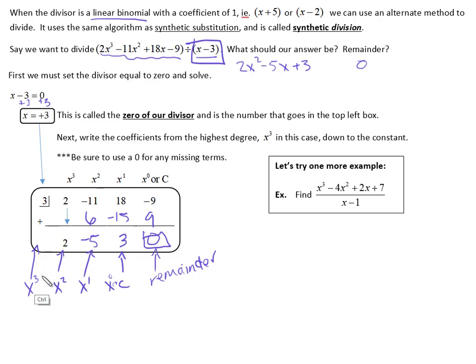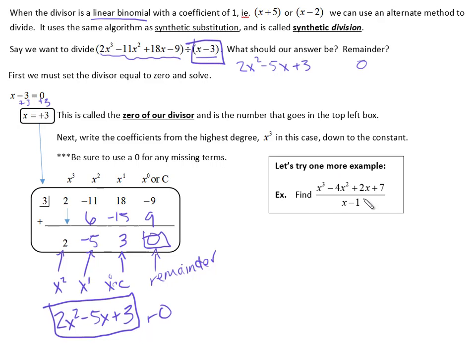Okay, obviously we don't really have an x to the third term. That was just to cover some other cases. So as we write our answer, it's 2x squared minus 5x plus 3 with no remainder. And that's what we expected to get when we divided by the other known factor, x minus 3. Okay, so let's try one last example.